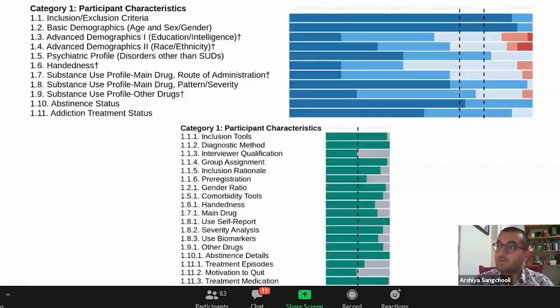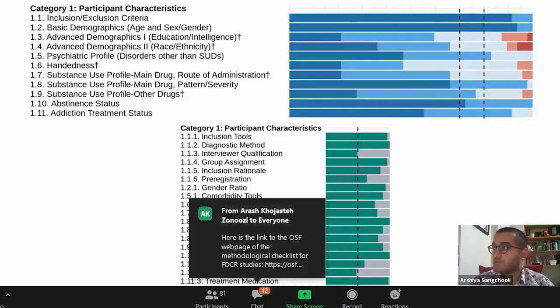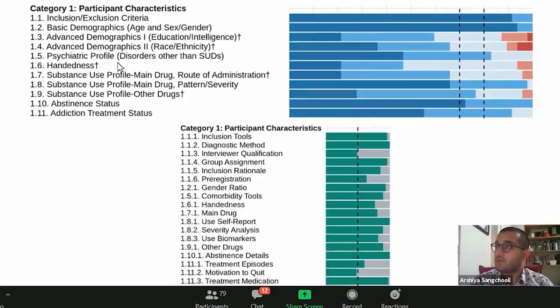The first category was participant characteristics. These include items such as inclusion and exclusion criteria, basic demographic information, and more advanced demographic information, psychiatric profiles, the handedness of participants, substance use profiles, and more details such as route of administration for drugs, which can be administered in several ways, the pattern and severity of substance use, the usage of other drugs than the main substance investigated in a study, and abstinence status and addiction treatment status. As you can see, most of the items in this category pass the defined threshold for very strict consensus, except for the ones that are marked with a dagger.